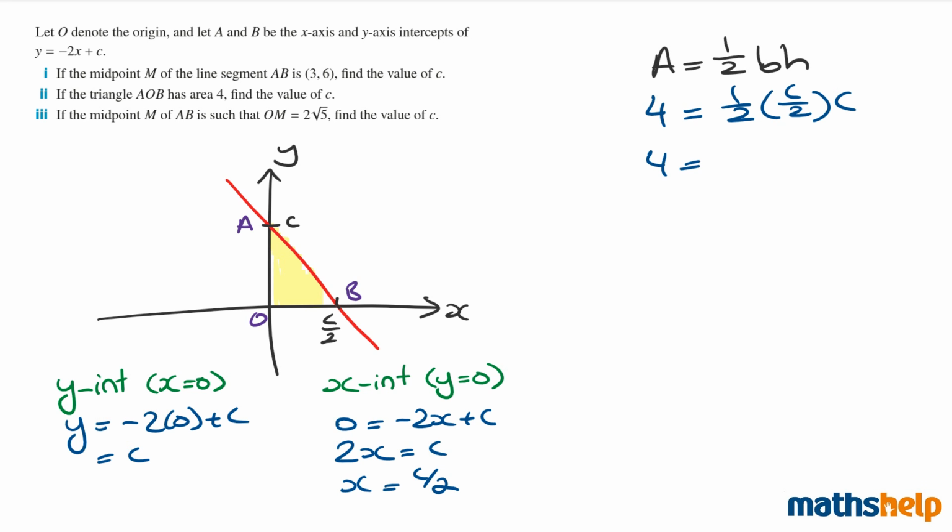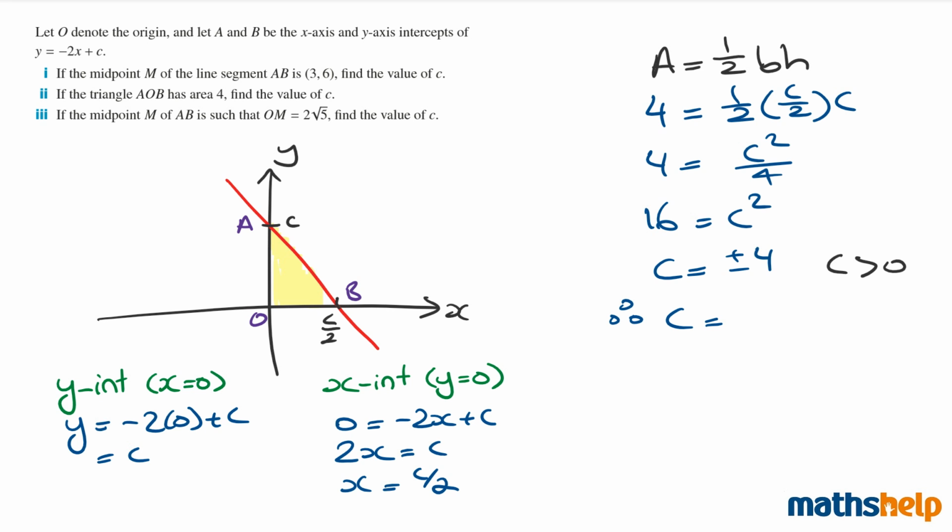So this is 4 is equal to c squared on 4. If we multiply both sides by 4, we're going to get 16 is equal to c squared. And solving for c, we're going to get c is equal to plus or minus 4. Now c is larger than 0, so therefore c has to be 4.